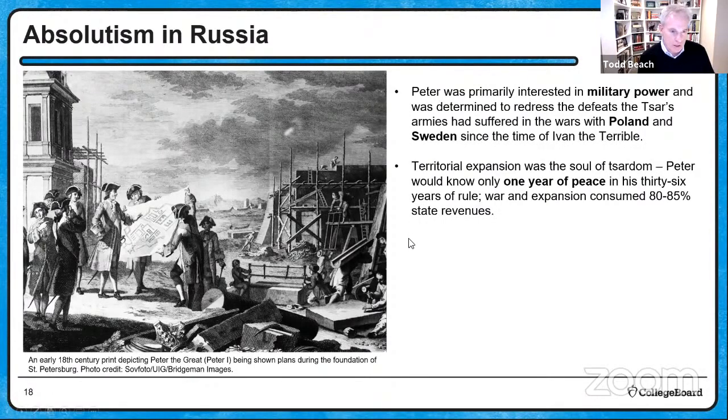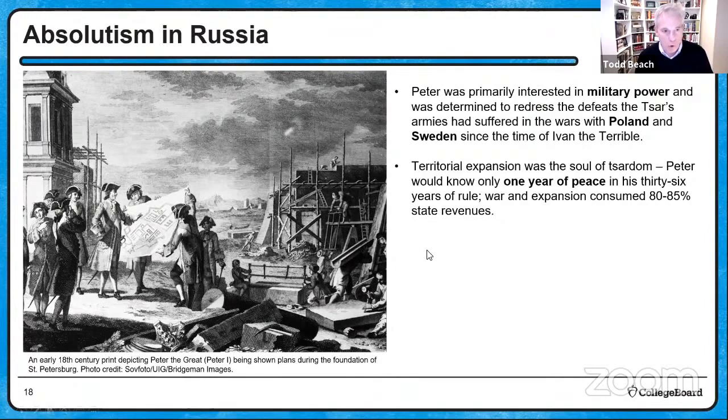There's a really great image there too, depicting Peter the Great showing the plans for the building of St. Petersburg. So Peter the Great is like, well, you have Versailles, but I'm going to have a whole city named after me. Territorial expansion is what you have to do if you want the title the Great, and he will only know one year of peace in his 36 years of rule.